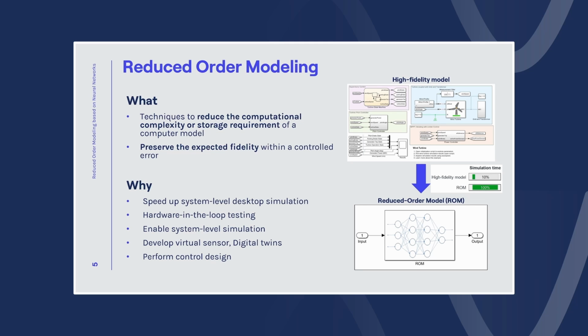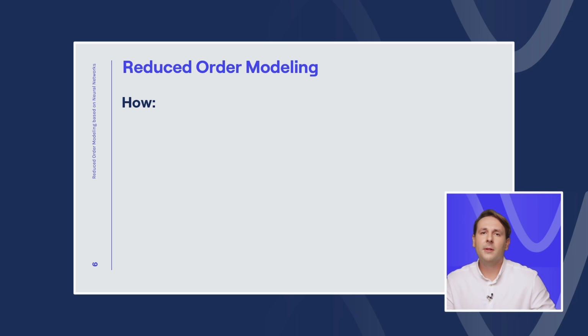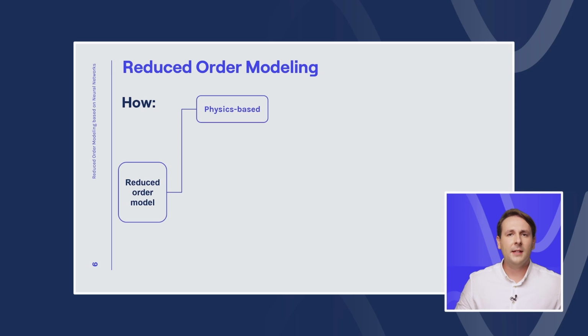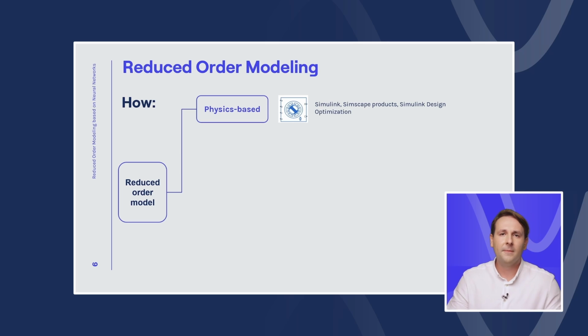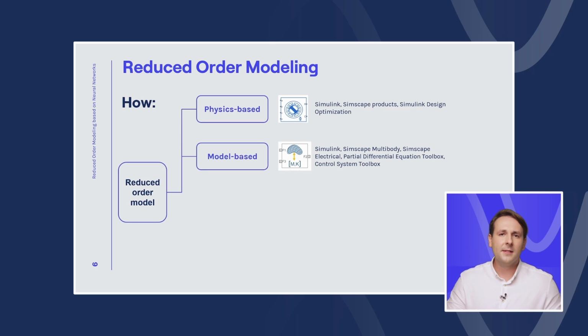So why is it important? Because you can speed up the system level simulation in Simulink, you can use them in hardware-in-the-loop testing, you can develop a virtual sensor and digital twins. But how can you build models like that? There are many ways to develop a reduced order model. Firstly, you can build physical-based models using mainly Simscape products to tailor your simulation for the right timescale. Then there are model-based techniques that enable you to use the reduced version of third-party tools in Simulink.